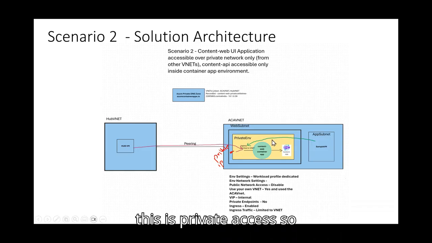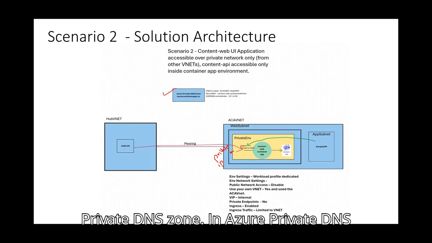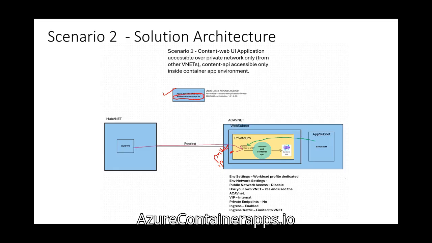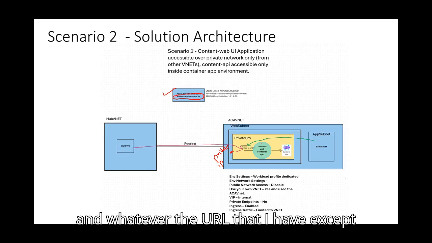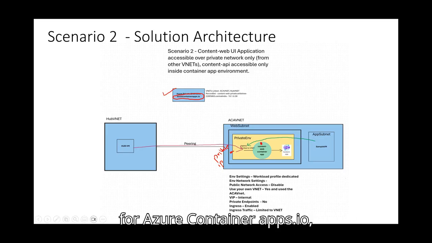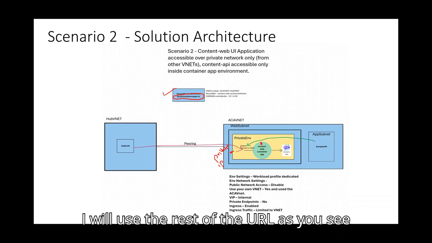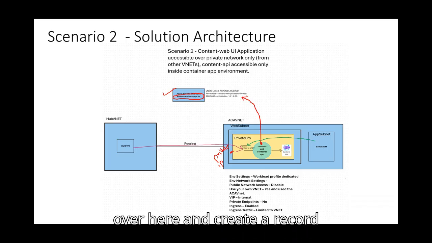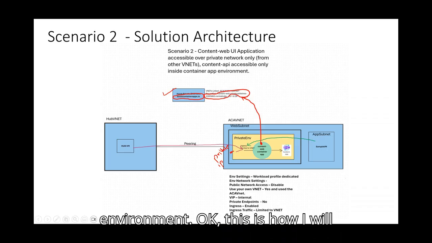Now this is private access, so the URL of my content web should resolve to the private IP of the environment. To do that resolution, we will have to use Azure Private DNS Zone. In Azure Private DNS Zone, I will create a zone called azurecontainerapps.io, and for whatever URL I have, except for azurecontainerapps.io, I will use the rest of the URL as you see over here and create a record set for the private IP of my environment. Okay, this is how I will do it.